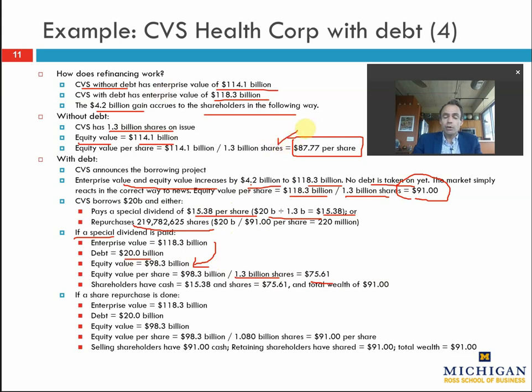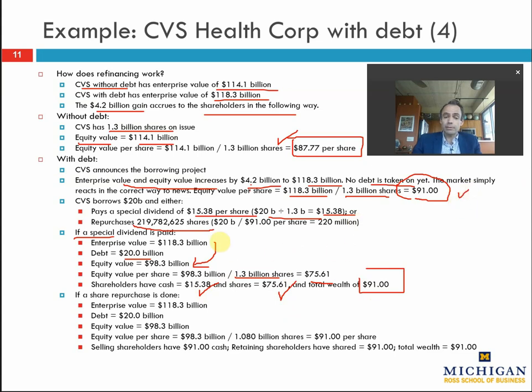As a shareholder, what you started with was a share worth $87.77. What you've ended up with is $15.38 in cash and a share that's now worth $75.61. And your total wealth is $91, just as it was upon the announcement, $91.